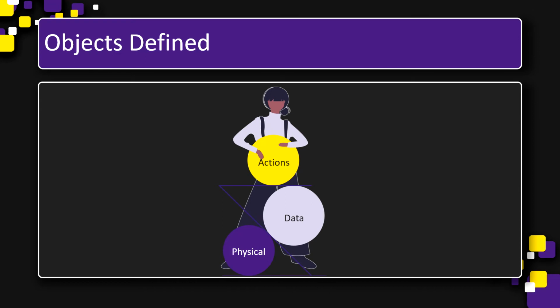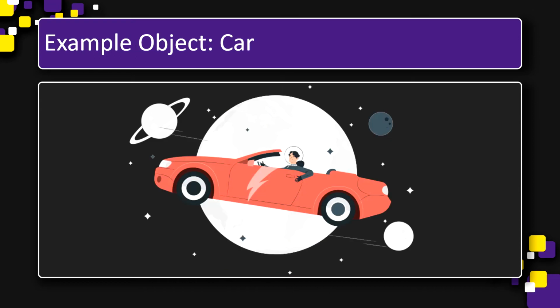So let's take a look at actually breaking down a real-world object, such as a car, and turning it into an object in code. The first thing we do when we look at this car is to break it down into the different components that we might need in a program.